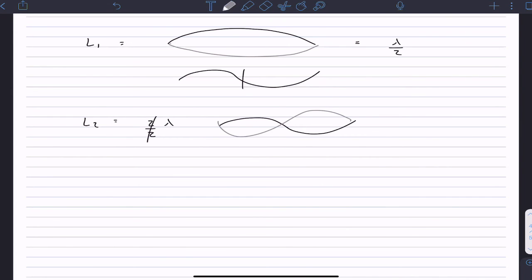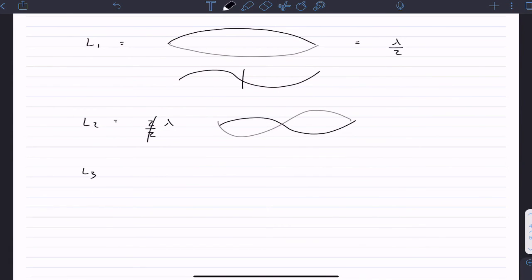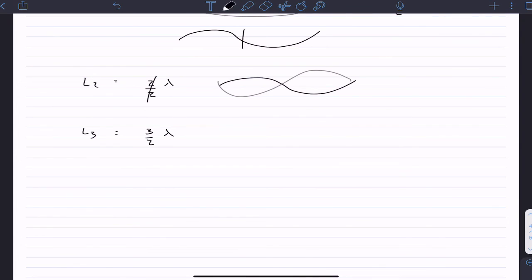L3, 3 over 2 lambda. What do we have with this? This is going to be 1.5 wavelengths. It's 3 over 2, right? So we're going to go here. I'll get there eventually. There we go. 1.5 wavelengths.